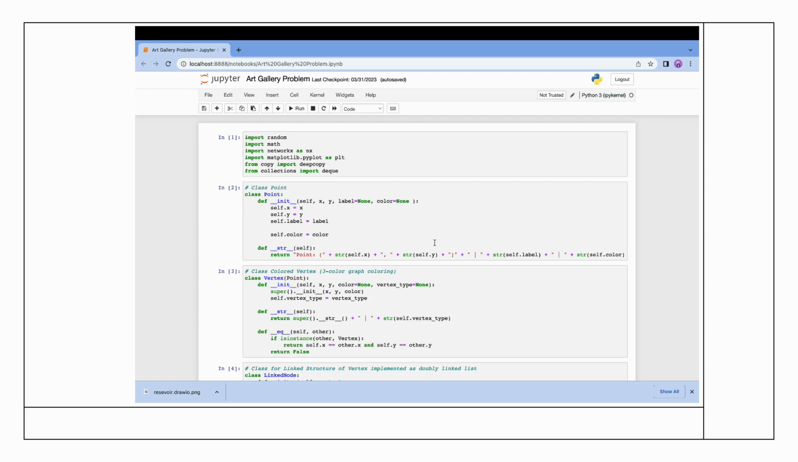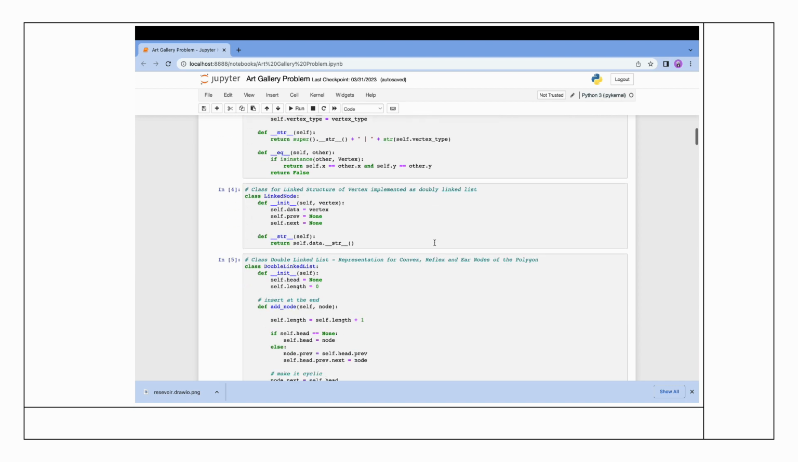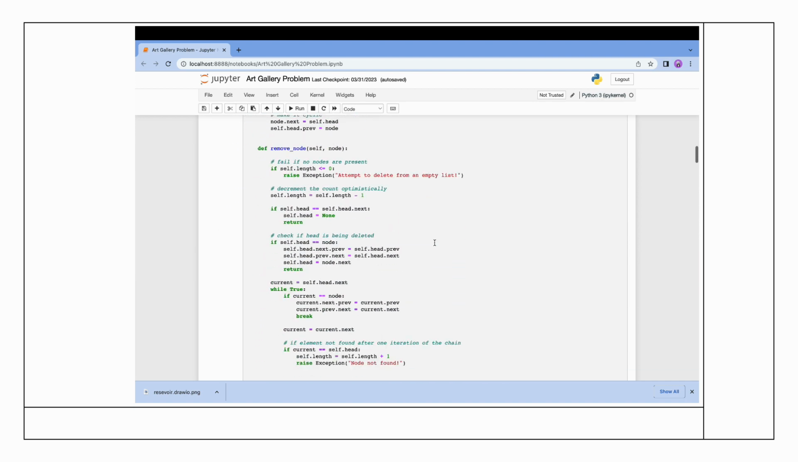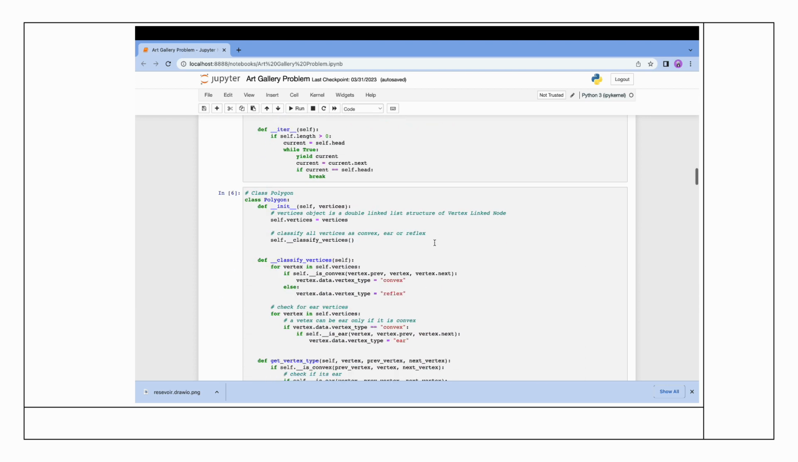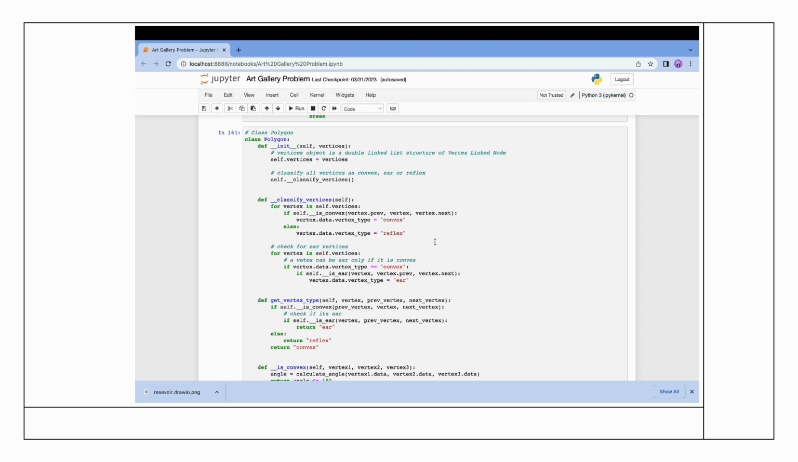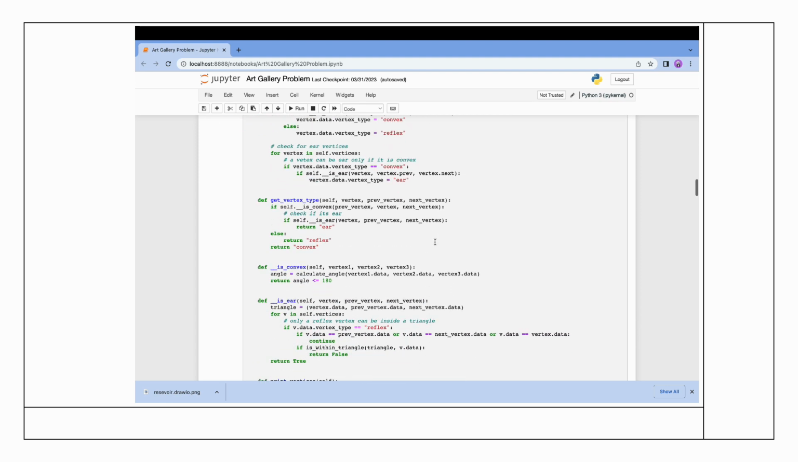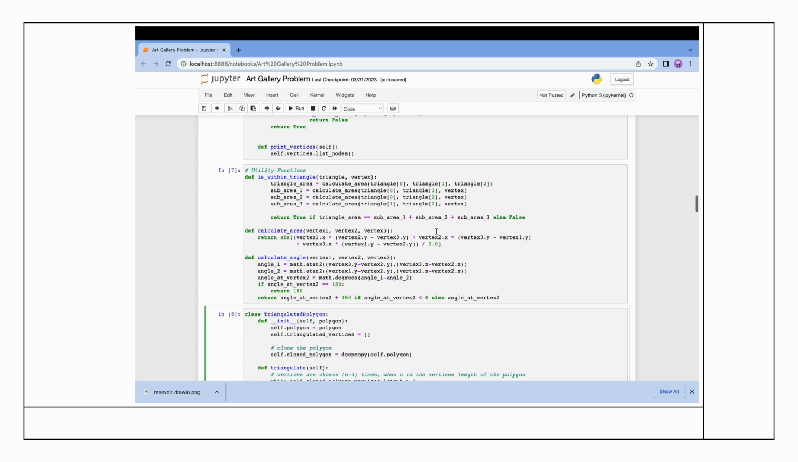In our implementation, we have classes for point, vertex, and link nodes for our doubly linked list solution. These classes encompass information required for polygon creation. The polygon class consists of a doubly linked list of its vertices and consists of methods to determine the vertex type. We also have utility functions to calculate the angle at a vertex and the area of a triangle and to check if a vertex is inside the triangle or not.